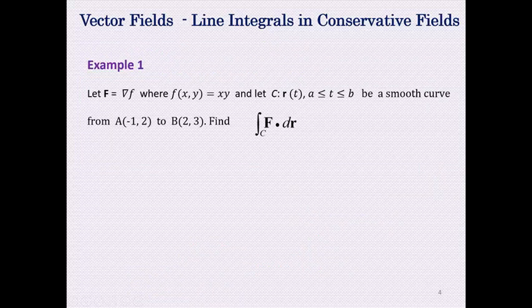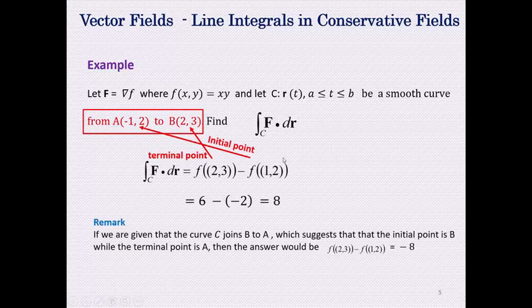In the first example, we look at a two-dimensional field. Here we are given a conservative field because capital F is the gradient vector of the small f, which is given as xy. We are also given 2 points, A and B. So our job is very simple. All we have to do is to apply the theorem.